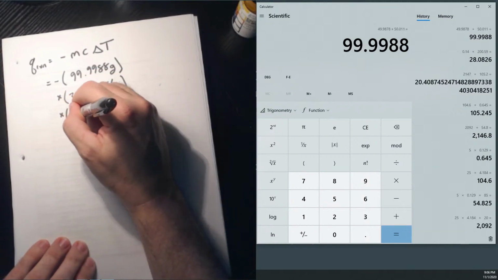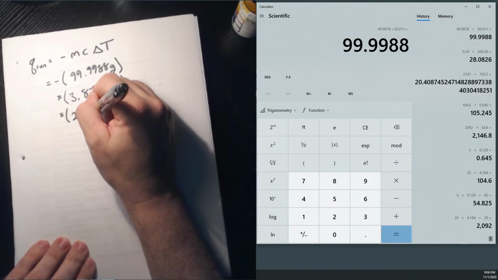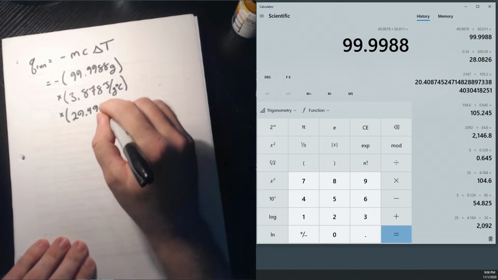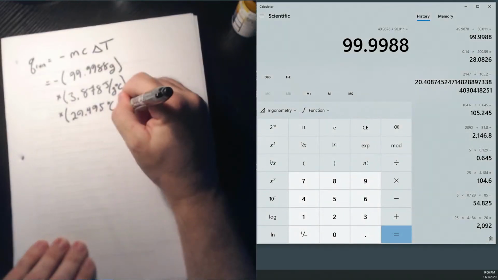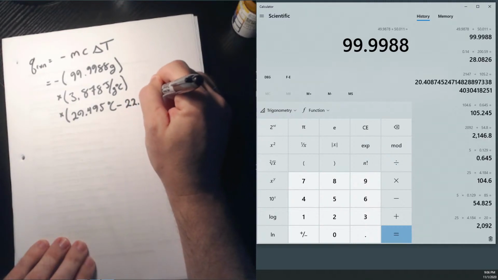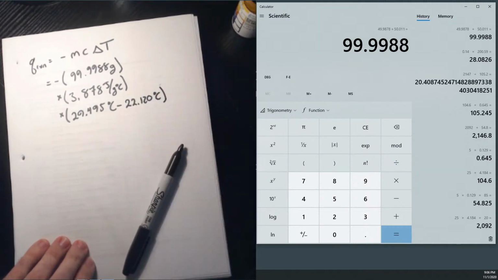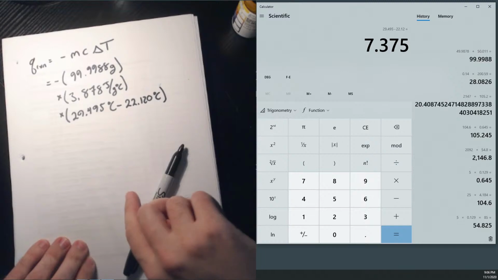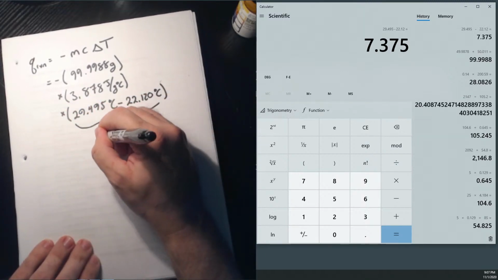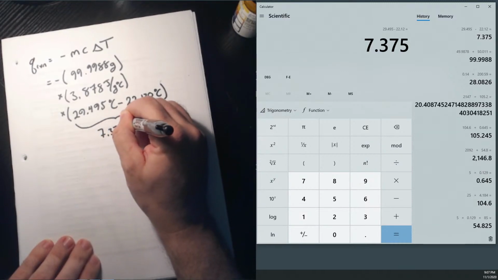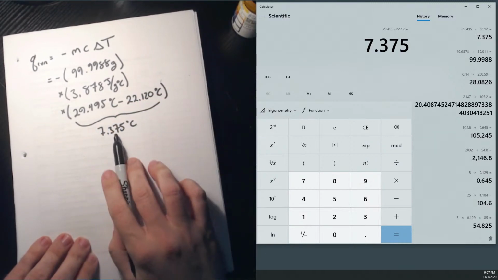It finished at 29.495 degrees Celsius, and it started at 22.120 degrees Celsius. All right, so first up, we're going to have to do this. 29.495 minus 22.120. So this is 7.375 degrees Celsius. So the temperature of the water went up.